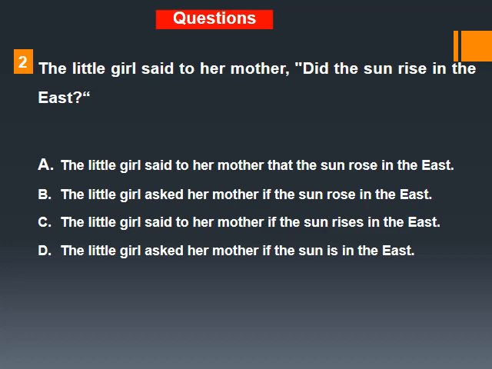When you look at option A, it's also very close. But the difference is in B, we can see that the little girl asked her mother. In option A, the little girl said to her mother. That is the only difference. And that the sun rose in the east is given in A. So if the sun rose in the east is the correct answer. So the little girl asked her mother if the sun rose in the east. That is option B, which should be the correct answer. Now we will see one more example.